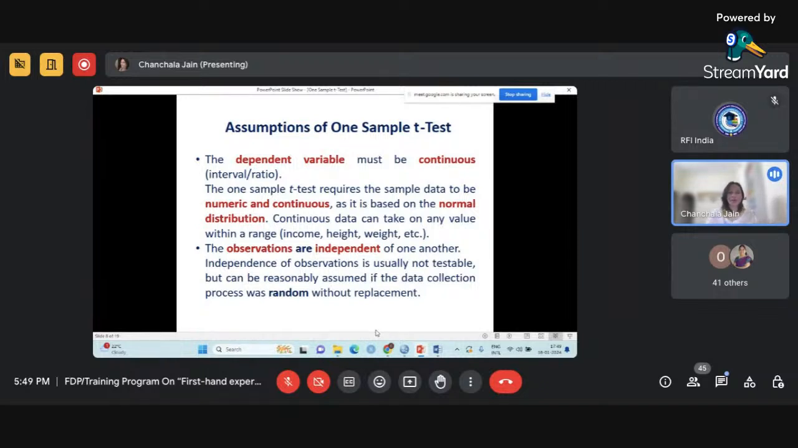So dependent variable means we will have only a single variable. Firstly, you need to understand this thing. For the one sample t-test, we will have a single variable available with us, right?